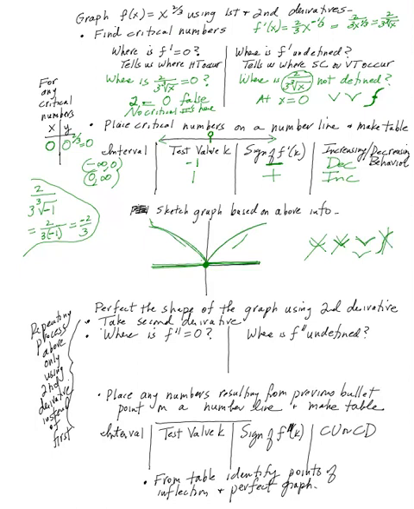Now, let's perfect the shape of the graph using the second derivative. What is the second derivative? I didn't leave much room, did I? Let's do this right here. The second derivative is 2/3 times negative 1/3 times x to the negative 4/3. So this is negative 2/9 over x to the 4/3, which is negative 2/9, the cube root of x to the 4th.